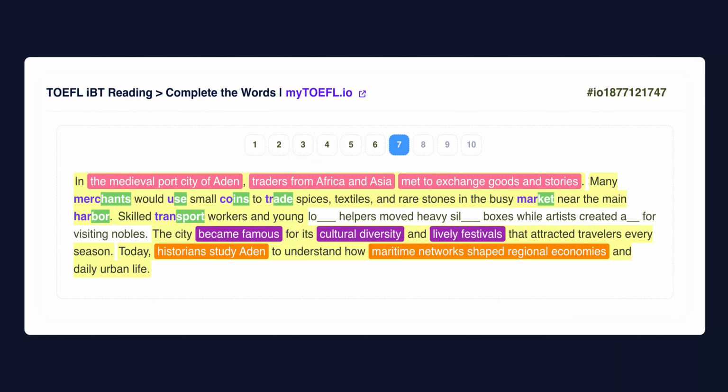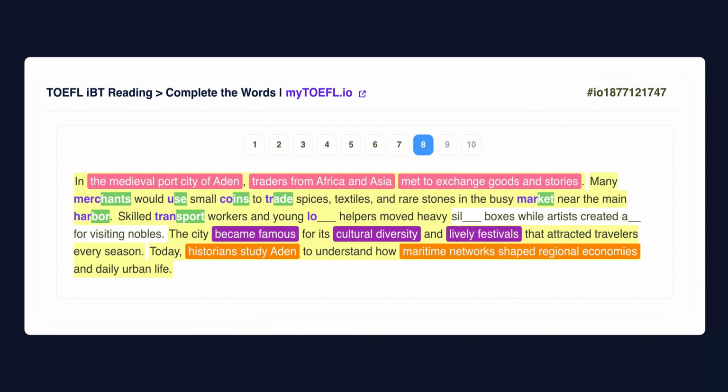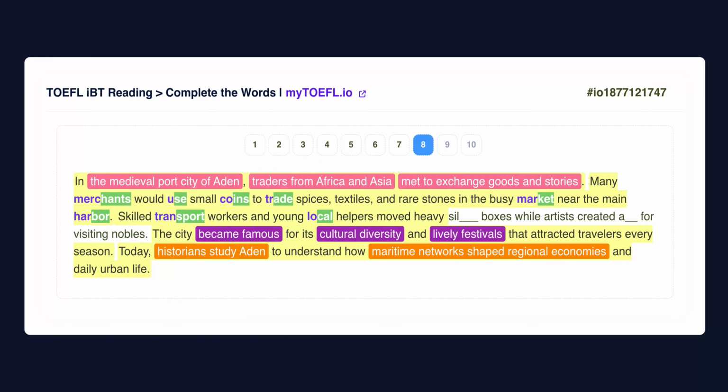Next up, we have another descriptive word. This one describes the young helpers. Think about where these helpers would likely come from in the city of Aden. Skilled transport workers and young, lo _ _ helpers moved heavy. The question provides the letters L and O, and we have three blanks to fill. The sentence contrasts skilled transport workers with young helpers. It's very common for ports and markets to employ helpers from the surrounding area. A word that means from the area and starts with LO is local. Young local helpers makes perfect sense in this context.